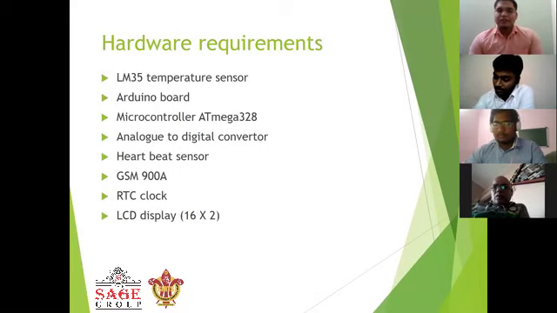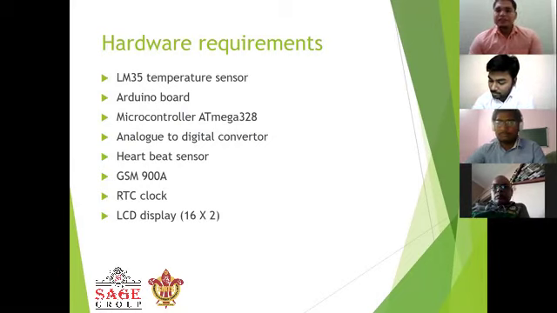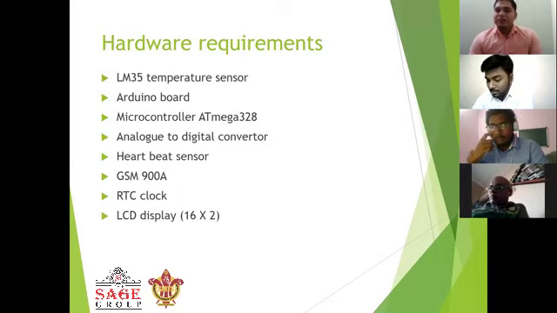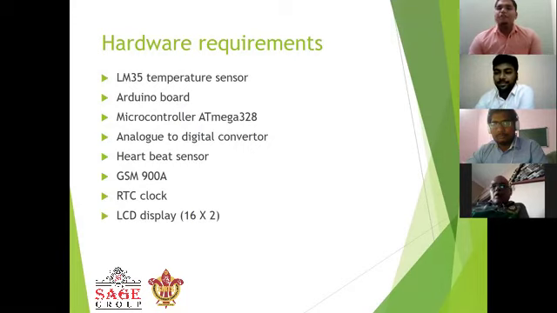One is the heartbeat sensor, and one is the GSM module, and the last one is the RTC clock. RTC stands for real time clock, which we will be using for setting the time interval, like we will be setting in our project 30 minutes. So in every 30 minutes, the reading of the patient will be sent to the doctor. So the doctor can analyze it, and we are using the LCD display for the better understanding of the patient.